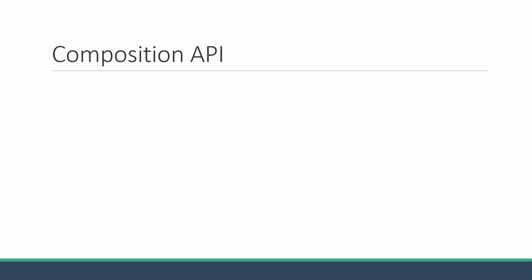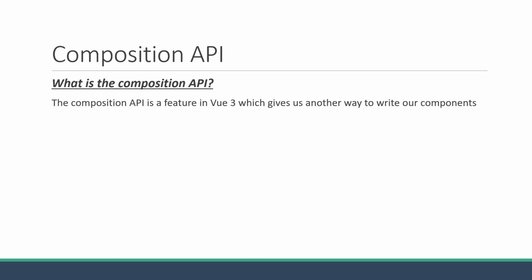Let's begin. What exactly is the composition API? In the simplest terms, the composition API is a feature in Vue 3 which gives us another way to write our components. More specifically, another way to write the script block in a component.